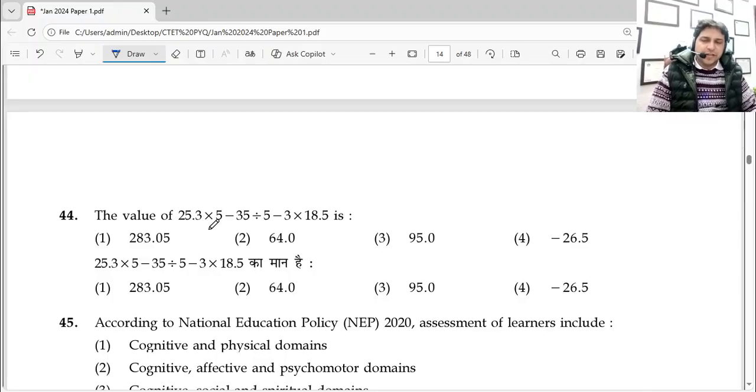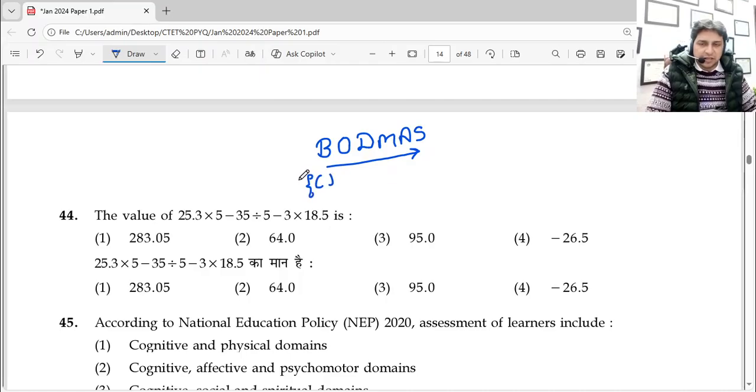Now 25.3 multiplied by 5 minus 35 divided by 7 minus 3 into 18.5. I believe everybody is aware of BODMAS. Whenever we solve a mathematical equation, we use BODMAS. B means bracket, O means of, D means divide, M means multiply, A means addition, S means subtraction. B is the smallest bracket first, then the medium one, then the largest one. Then from O we have of, D divide, M multiply, A addition, S subtraction. That is the sequence in which we have to solve.